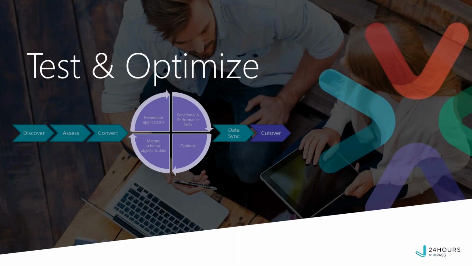So the next phase would be test and optimize. And again, you notice this is the biggest piece of the diagram. This is where you should really be spending your time: going through functional and performance testing, making sure everything is optimized, addressing any of those breaking changes, deprecated features, and behavior changes, and then cycling again. So test, fix, test, fix.